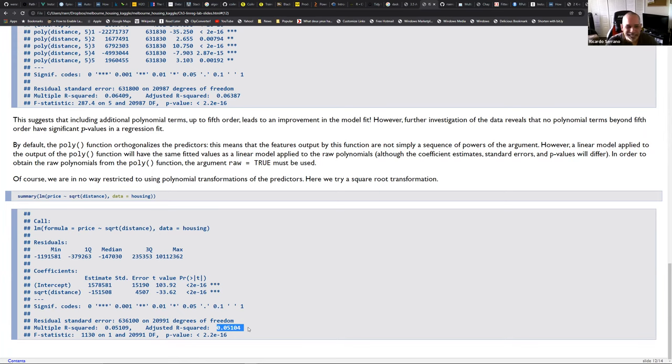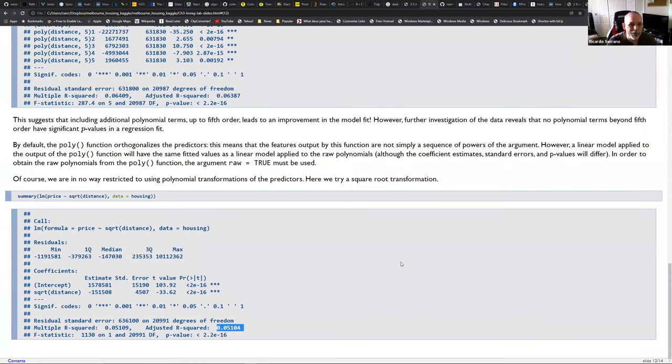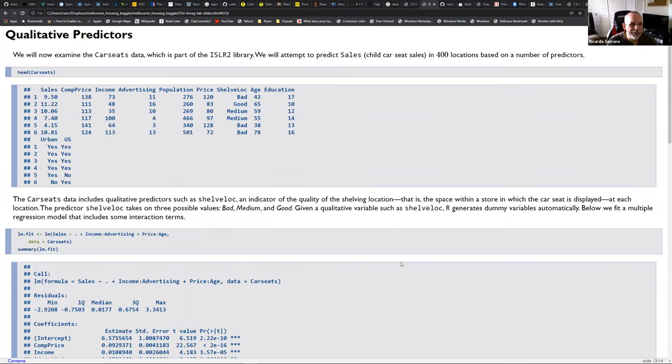So any questions? What time do we have? Okay, we're almost finishing. Let me see if there's something else. I think the last thing that we want to talk about is qualitative predictors, but maybe we can start in the next meeting because I don't want to intrude in anybody's schedule, and we're approaching 12.